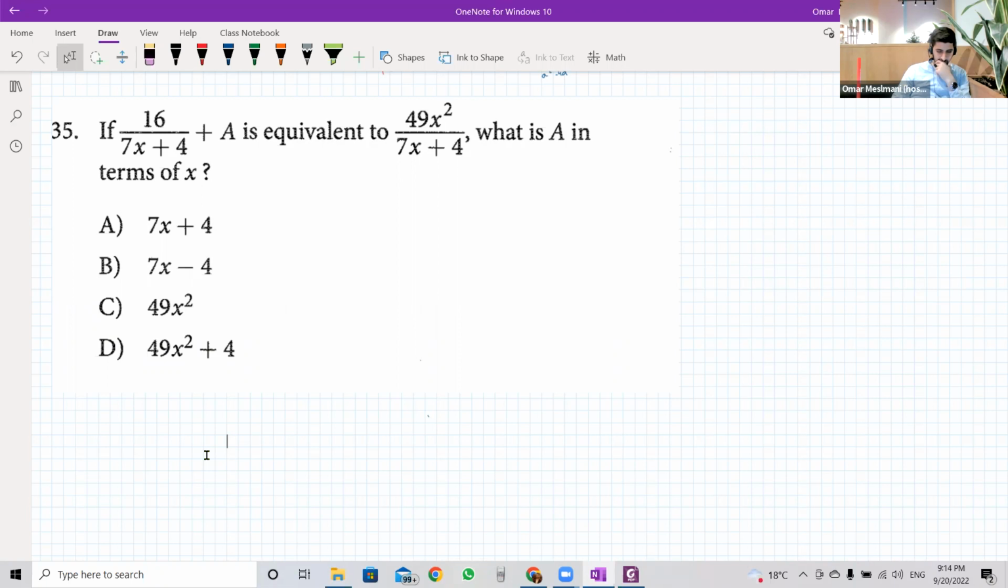Mister, it's actually A. I'm not joking. Wait, actually, let me see. Actually, like 16 over 7x plus 4. 16 over 4. And like 16 over 7x. I think.